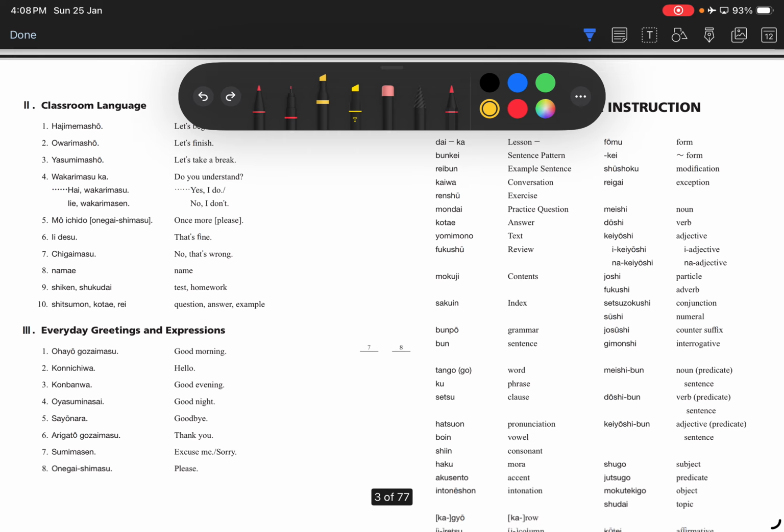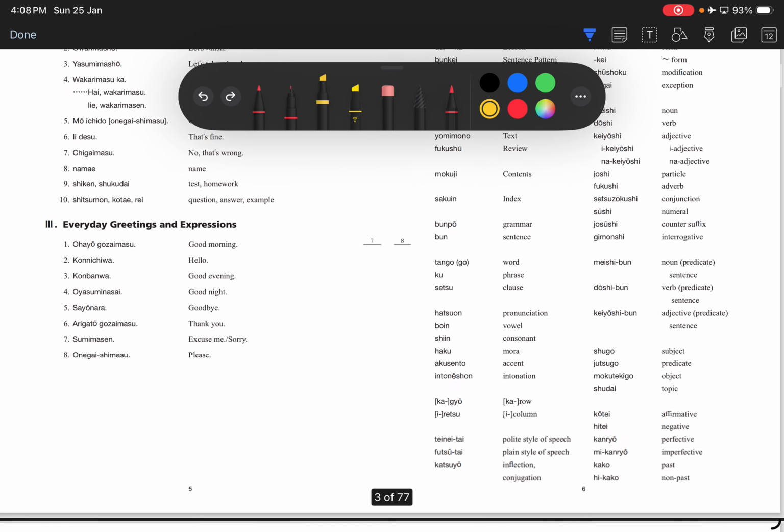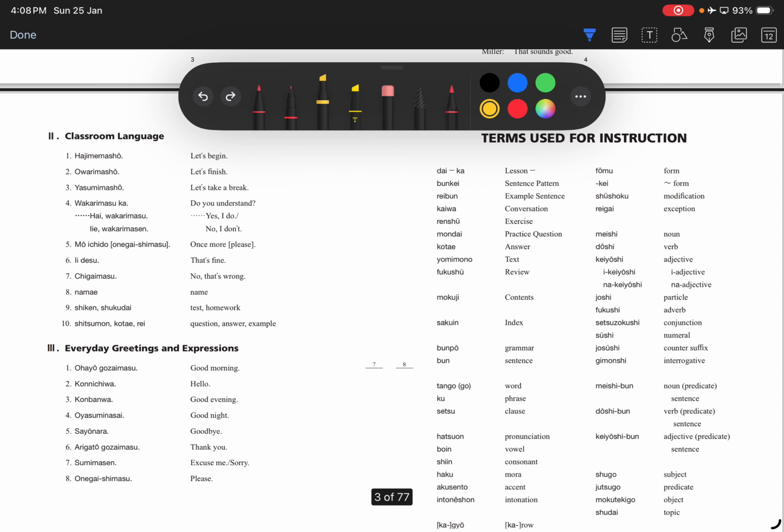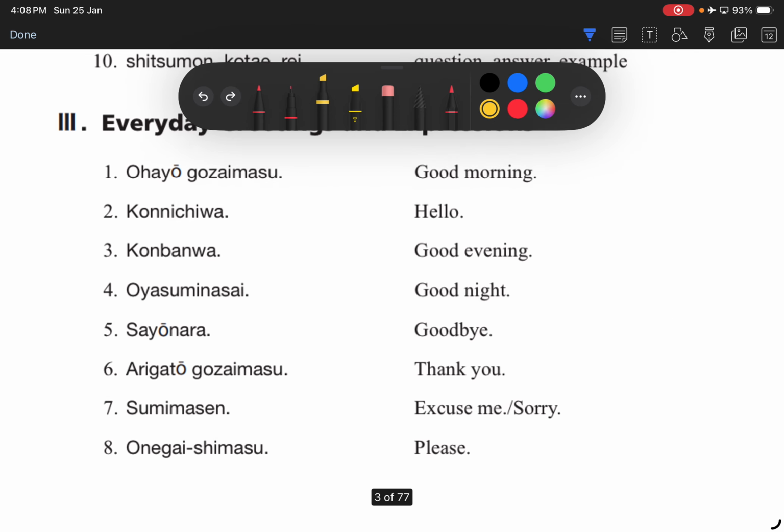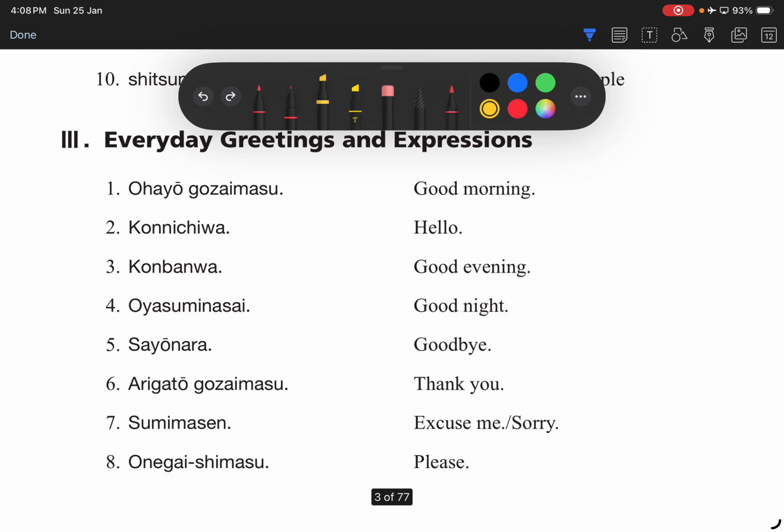Okay, so the rest, I won't talk about this classroom language. But the greetings, if you're learning for the first time, let's talk about the greetings. Thank you. Bye. See you next week. Why is it sliding? No, push the knob. Bye guys. Bye.